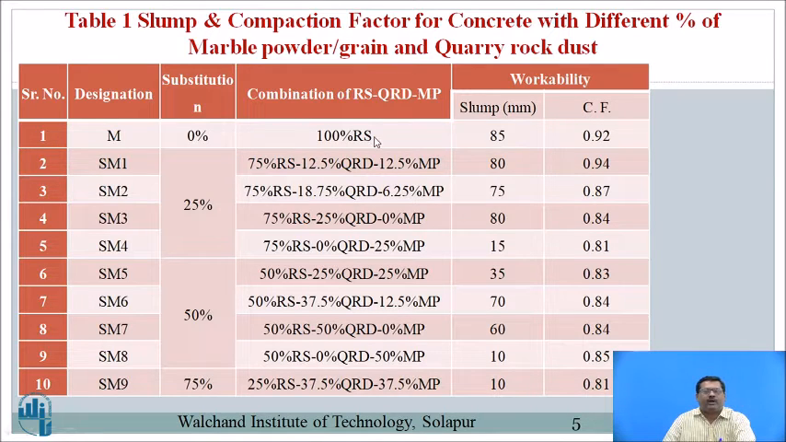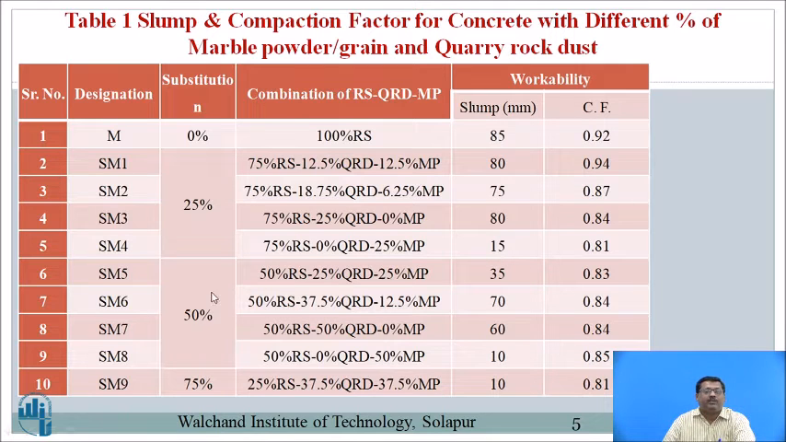Now if you observe for 100% river sand, the slump is 0.85 and compaction factor is 0.92. So this is medium workability which we have got. As the substitution of materials is started, now in the 25% substitution, if you observe the slump is reducing from 80 to 15, because the marble powder 25% means full substitution of marble powder is used, and the slump has reduced to 15, and the compaction factor also reduced to 0.81. So if you use marble powder, which is very fine powder, then the slump and compaction factor both are reducing.